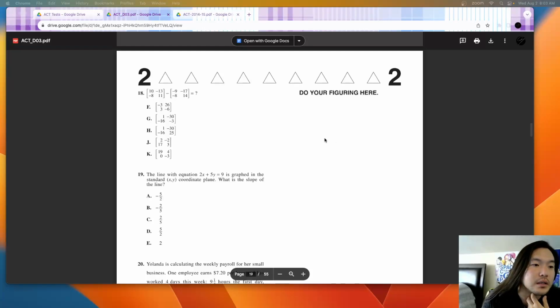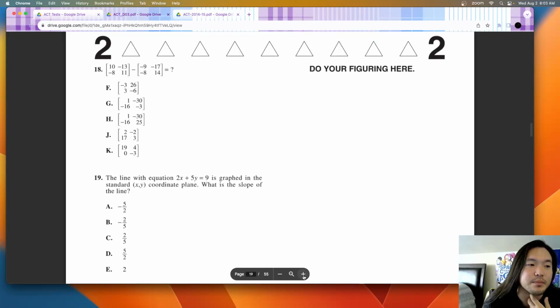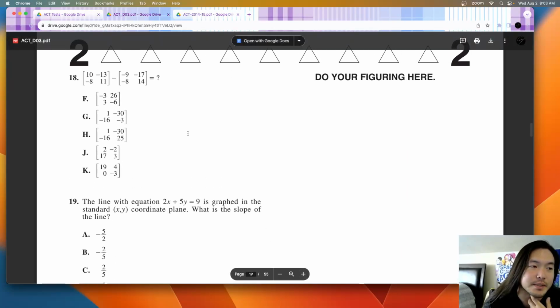Yeah, so there is matrix addition, matrix subtraction, and then there's also matrix multiplication, right? Let's quickly go over these concepts. So matrix addition and subtraction is very, very straightforward. There's really nothing to think about here.